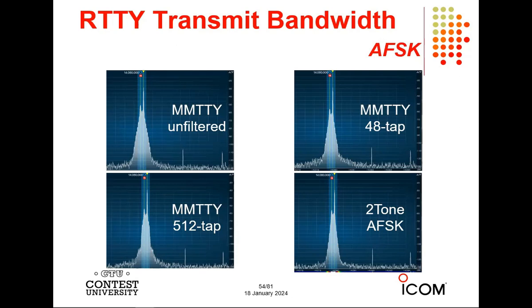So one of the things I really advocate people do is to use MMTTY for AFSK, go into that screen and change the taps from the default 48 to 512. And then here is two-tone. Remember, two-tone, as I said, doesn't have any adjustments or parameters that you can set. And this is what the two-tone AFSK looks like. It's every bit as good as the MMTTY with the 512. In fact, the lower skirts actually look better.